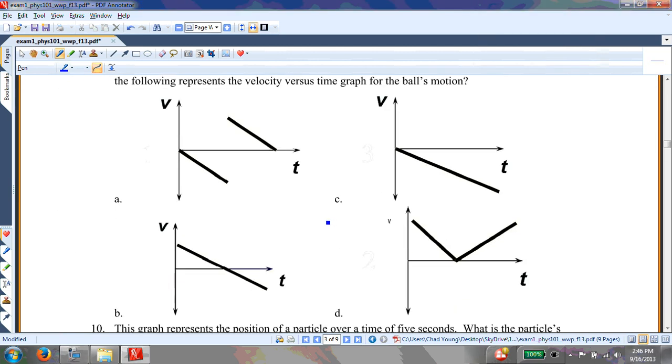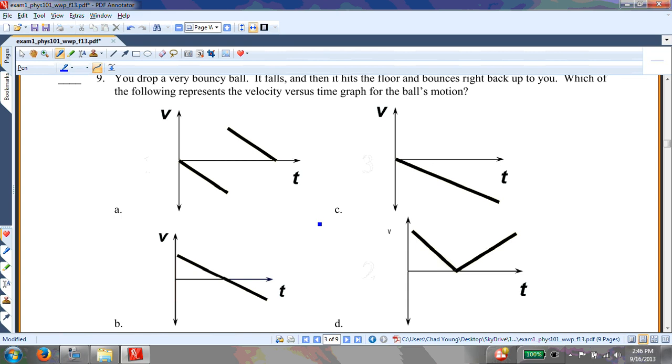If you drop a very bouncy ball, it falls and then hits the floor and bounces right back up to you. Which of the following represents the velocity? So I have a ball, I drop it, goes down, bounces off the floor, and then comes back up again. This is the situation. Here, notice I have a big initial negative velocity. So I have negative velocity that's big, and then that is small.